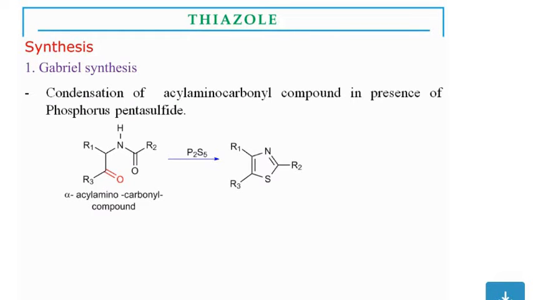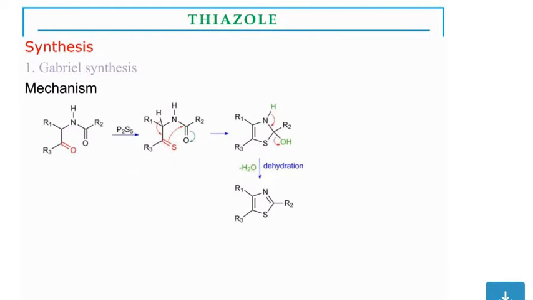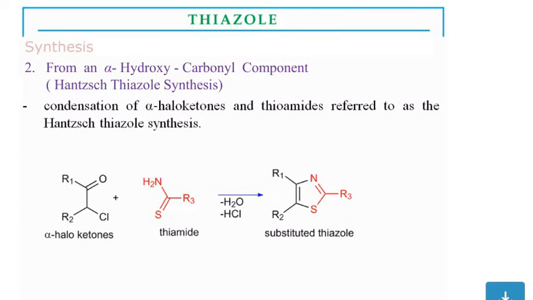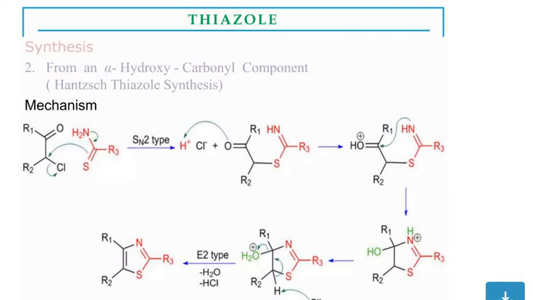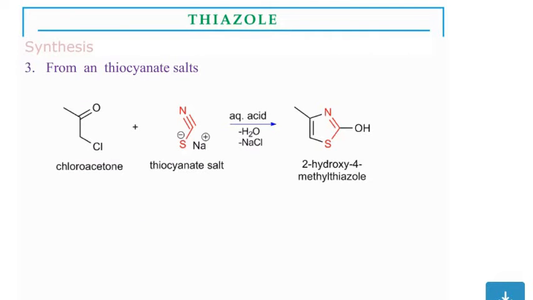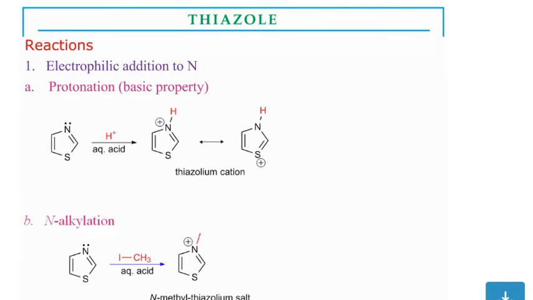Now, Hantzsch synthesis from an alpha-acyl carbonyl compound. This is the mechanism. Now, from an alpha-hydroxy carbonyl compound, thiazole synthesis. Now, from thiocyanate salt and chloroacetone, it gives 2-hydroxy-4-methyl thiazole.